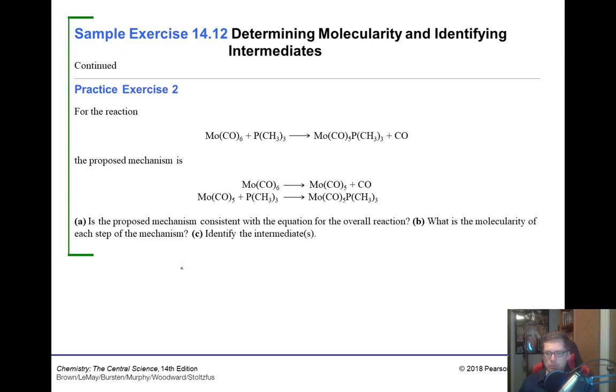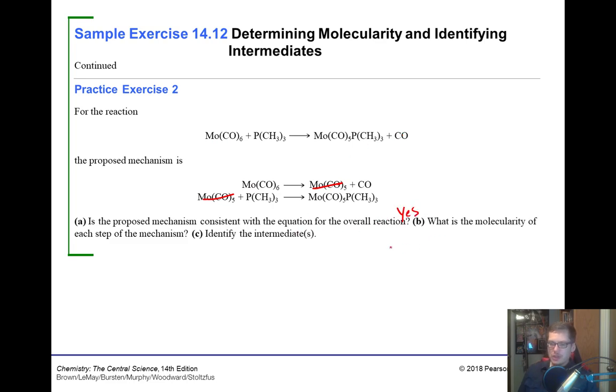Okay. For the reaction, this monstrosity, the proposed mechanism is this. Is the proposed mechanism consistent with the equation for the overall reaction? All right, well, let's see. We just do the same thing here. We just cancel things out. So MOCR, nothing cancels. This would cancel here, this would cancel here, and then you're good. So you'd have this and this as reactants, and this is products. So yes, it is.